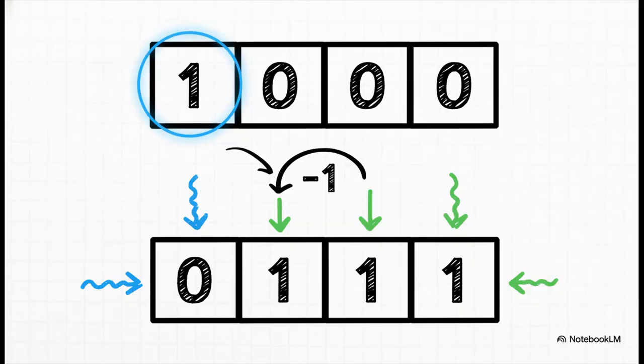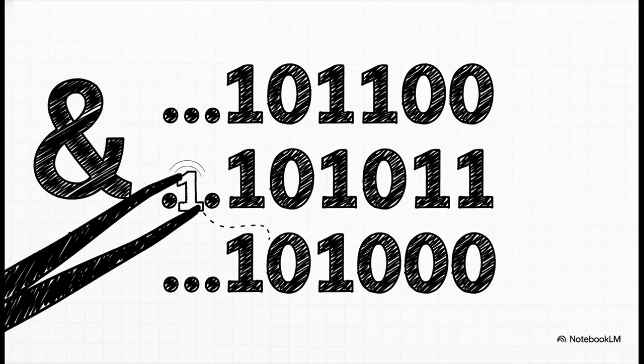Let's break down that bitwise operation. Anytime you subtract 1 from a binary number, something really predictable happens. The rightmost 1, what we call the least significant set bit, flips to a 0. And at the same time, every trailing 0 to its right flips to a 1. A perfect example is going from the number 8, which is 1, 0, 0, 0 in binary, to 7, which is 0, 1, 1, 1. See that pattern?